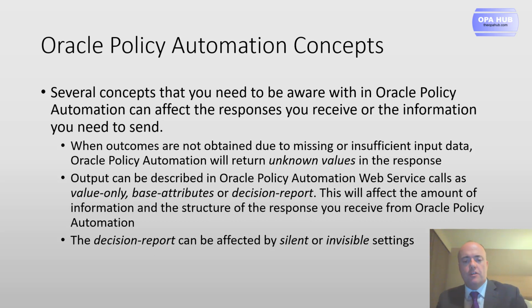So the keywords there are, will I receive only values? Will I just get the bonus? Will I receive a decision report, which is an explanation of how the bonus was calculated, essentially? Or will some things be missing because the designer of the OPA web service has set things to be invisible or to be silent? At this stage, it doesn't really matter if these don't make much sense, but let's just say that the OPA web service has some surprises for us.